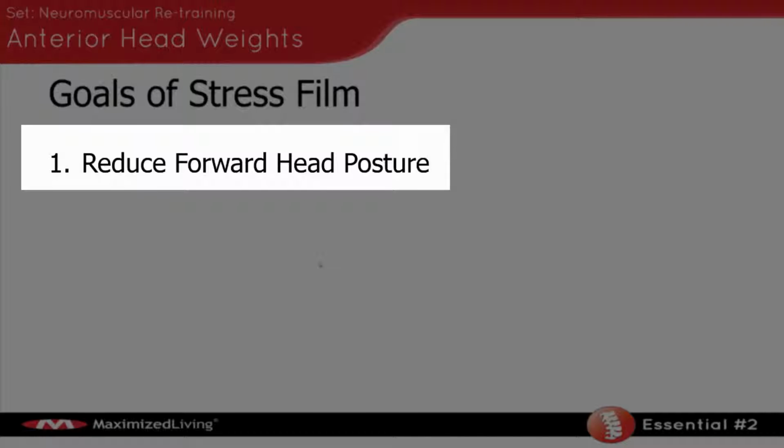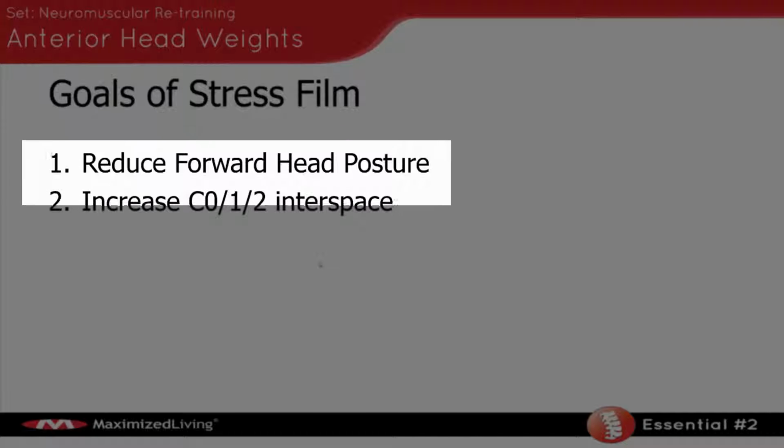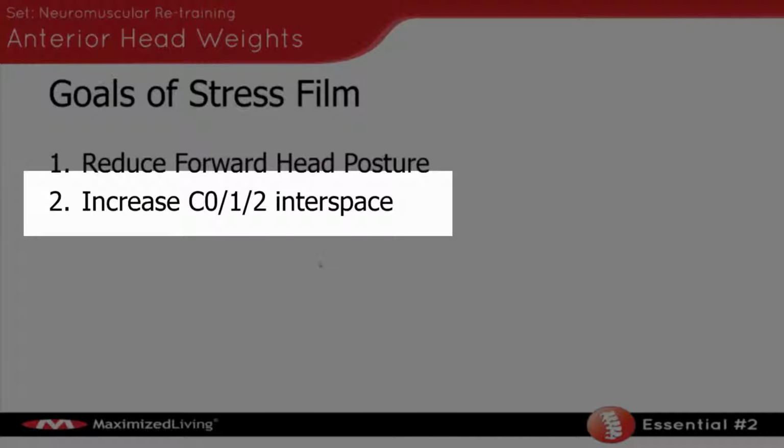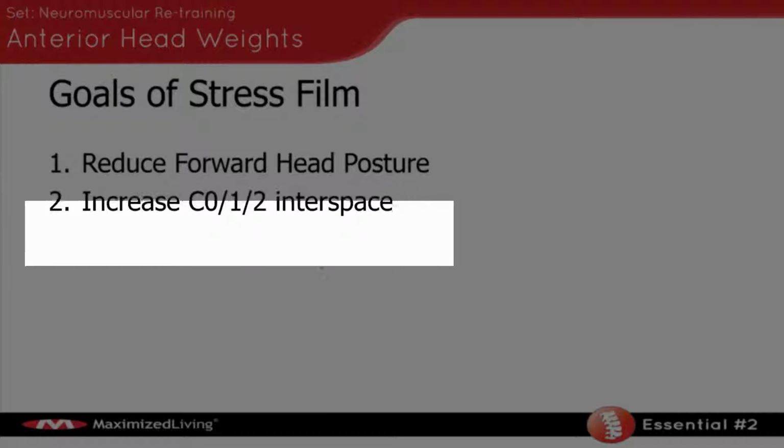However, they're going to be extending or decreasing the interspace between occiput and C1, and that means the patient's just in extension, so it looks like you're getting a good film, but the reality is you're not. You want to see an increase of C0, C1, and C2 interspace. If those two goals are met, reduce forward head posture and increasing C0, C1, C2 interspace, I know one thing is happening. The patient is tucking their chin, pulling back, strengthening their neck flexors, and I'm going to see a better film after a period of time.